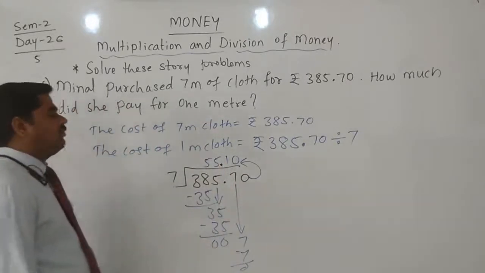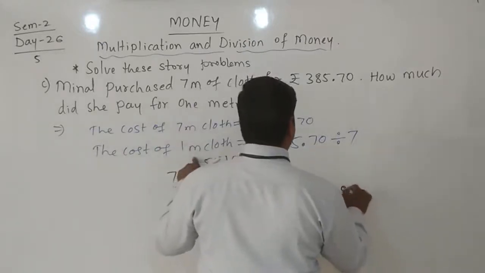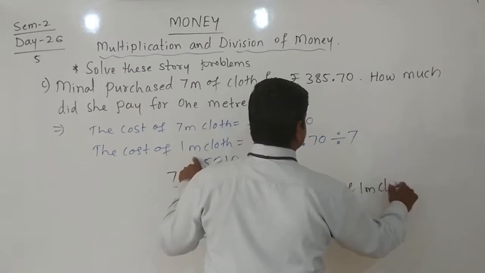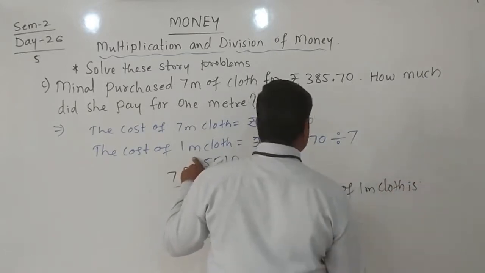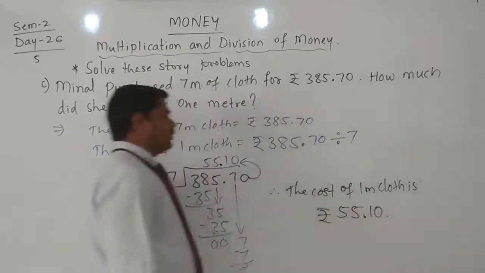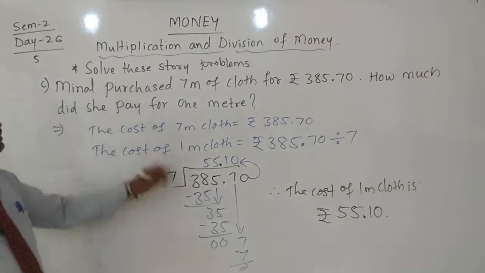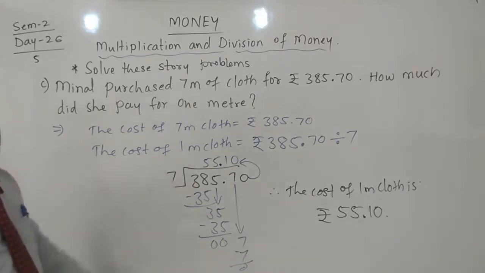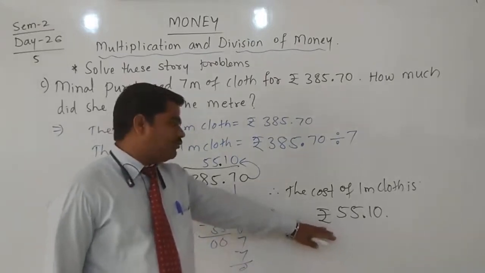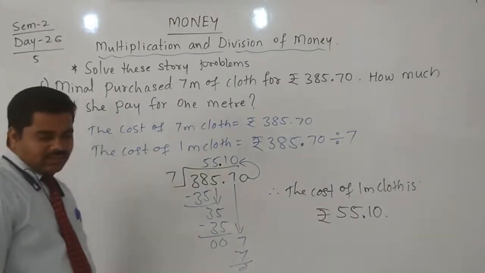What is the cost of 1 meter? We can write, therefore, the cost of 1 meter of cloth is rupees 55.10. 55.10 is the answer. Simple problems. We have learned all these in the decimal lesson. During the decimal problems, we solved these all. You should not forget to write this rupees symbol. Then only it is 55 rupees, 0.10. Write down this one.